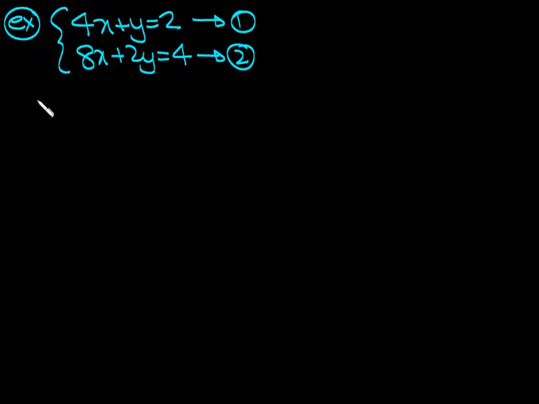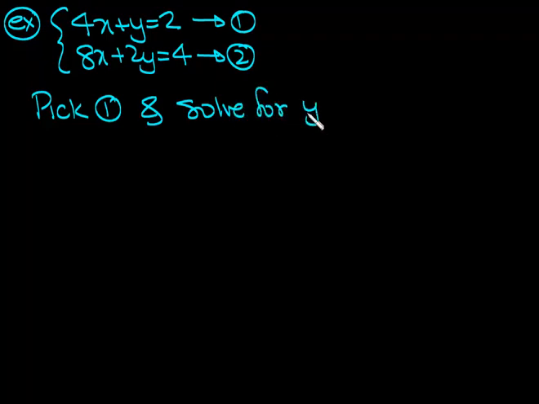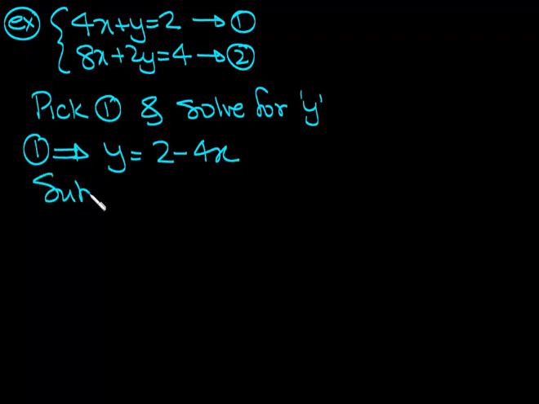So always try to avoid fractions if you can, and sometimes you just cannot, but you should always try. So I'm going to pick equation 1 and solve for y. So what does 1 become? I want to isolate y, so I'm going to move the 4x to the right, so I get y is equal to 2 minus 4x. Then we're going to substitute y into the second equation, into 2.